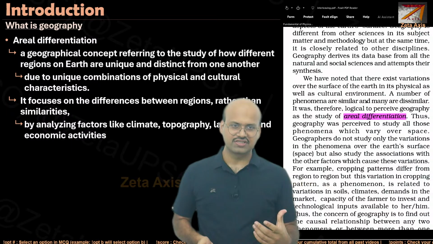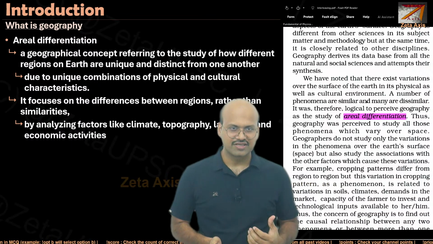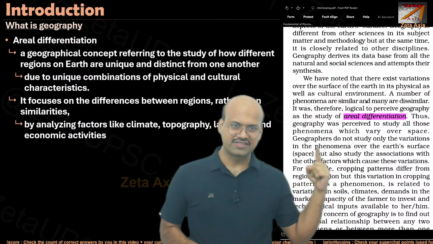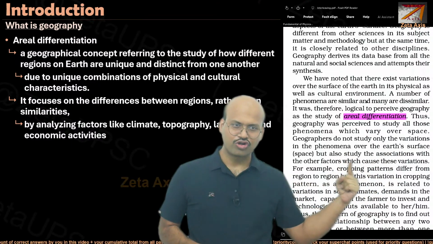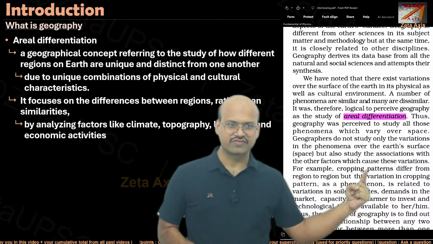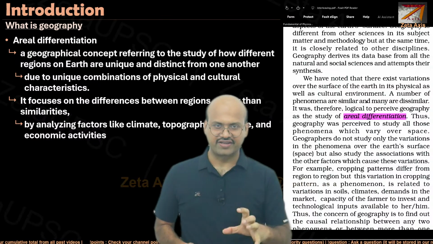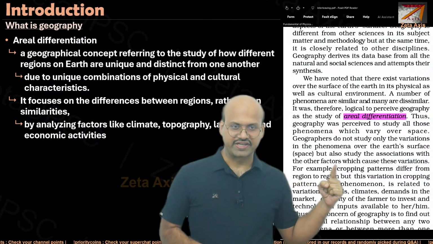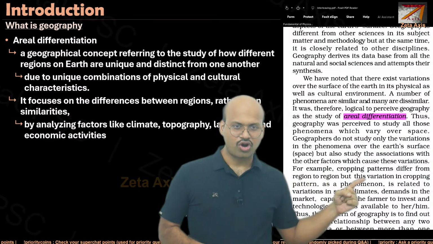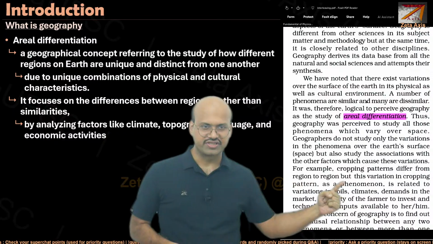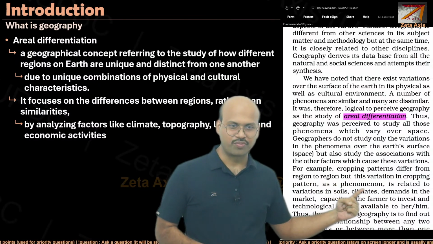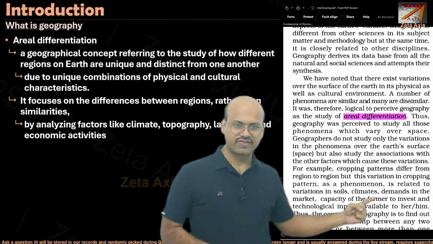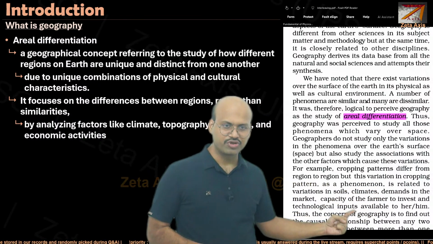Now, one of the things which is easily perceivable and which is different is the cropping patterns. So we see that geographers do not study only the variations in the phenomena over the Earth's surface, but also study the association with the other factors which cause these variations. For example, cropping patterns differ from region to region, but this variation in cropping pattern as a phenomenon is related to variation in soil, climate, demands in the market, capacity of the farmer to invest, and technological inputs available.